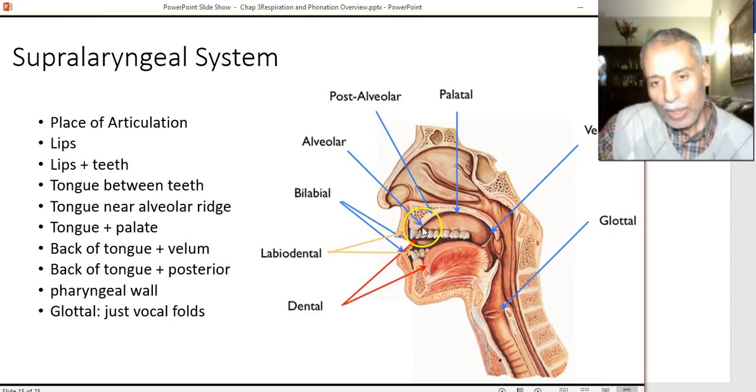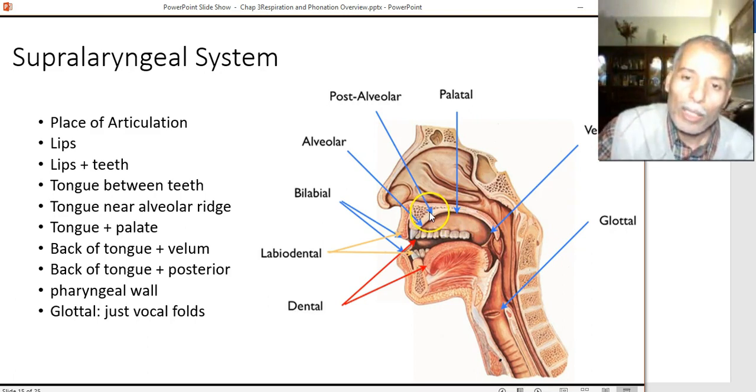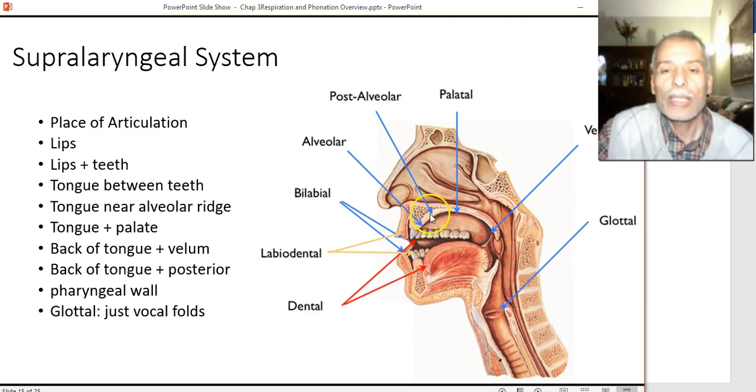Then we have an area right behind and above the alveolar ridge. We describe this area of the hard palate as post-alveolar, in terms of the sounds that are made there. Or sometimes we call them palatal, because that is at the very borderline between the palate and the alveolar ridge. And then the palatal or velar.